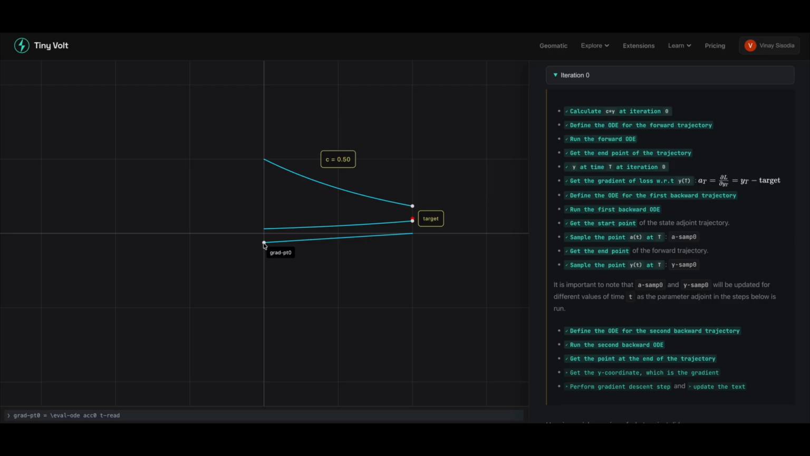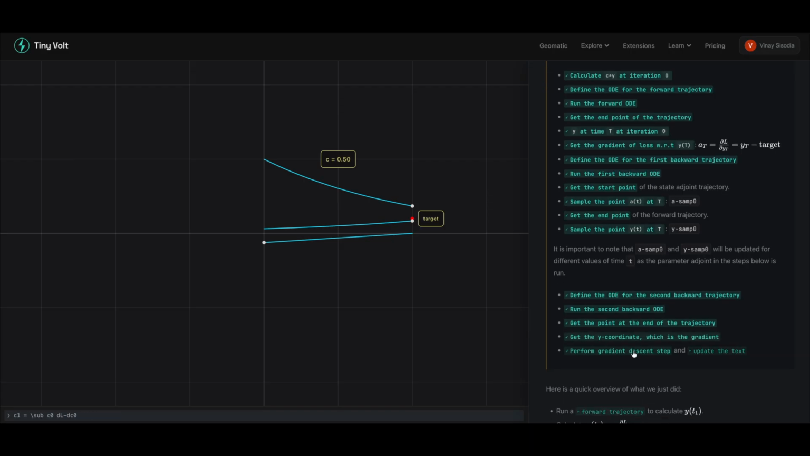This is going to be the gradient with respect to c. As you can see here, it's negative, and after gradient descent, the value of c is going to increase, which makes sense. Anyway, we perform the gradient descent step and we update the value of c, which increased a little bit. I haven't drawn the trajectory with this updated c yet, but as you'll see shortly, this trajectory will move a little bit closer to our target point.